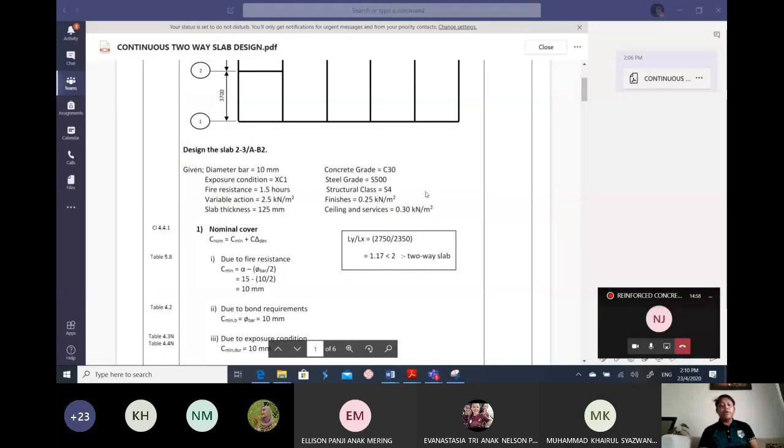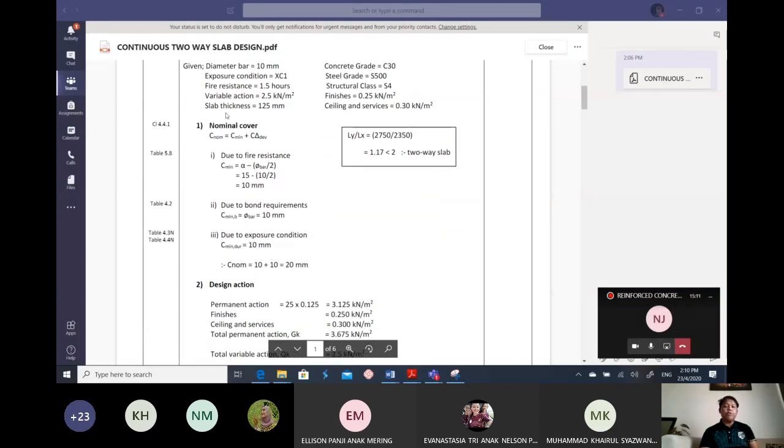The first thing is to check the Ly over Lx ratio. Here, Ly over Lx is equal to 1.17, which is less than 2, so it is a two-way slab. Then, in order to calculate the nominal cover, we have to check due to the fire resistance, the bond requirement, and also the exposure condition. So we check one by one.